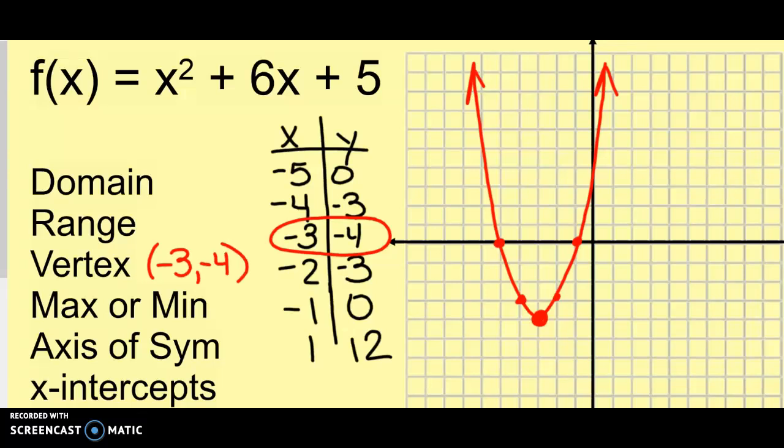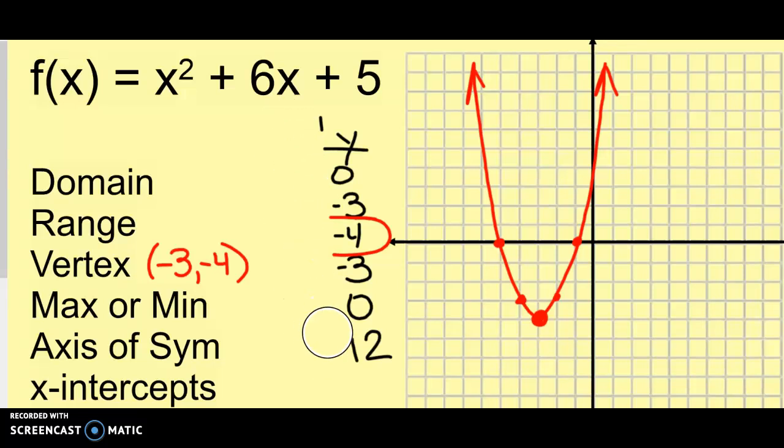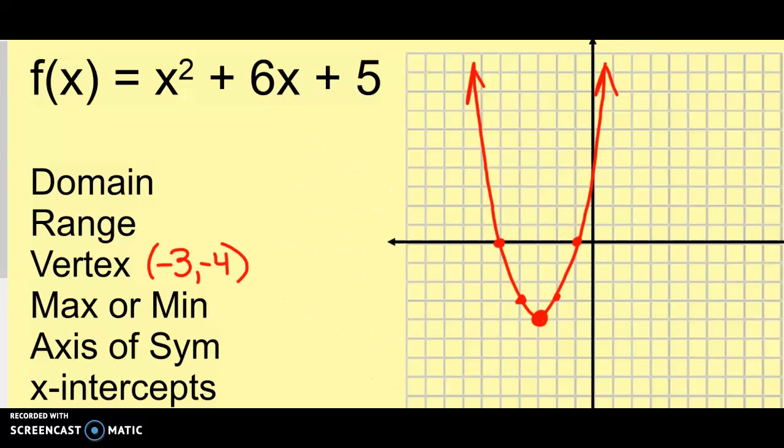All right, now I can erase my table because now we're going to use our vertex to do almost everything, okay? The domain, now here's a hint. The domain of every quadratic is always going to go on forever and ever off, kind of to the left. If it were a little wider, you can see it. And it's going to go on forever and ever to the right. So anytime you have a quadratic function, it's going to be all reals. And you can just write it as all reals. You don't have to worry about the infinity symbols and things like that.